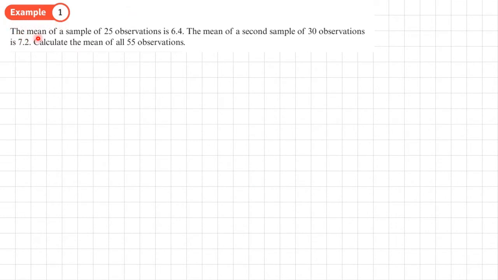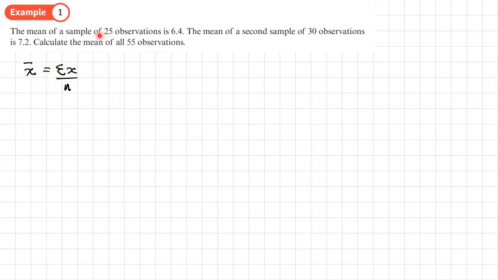Example 1. The mean of a sample of 25 observations is 6.4. The mean of a second sample of 30 observations is 7.2. Calculate the mean of all 55 observations. Okay, so this is the formula we're going to be using.